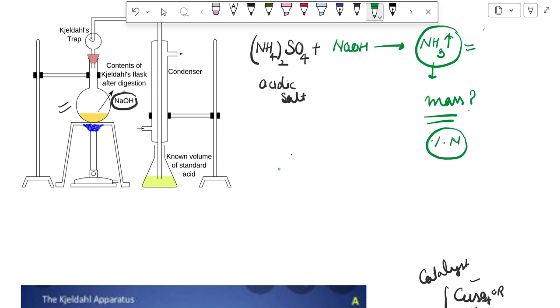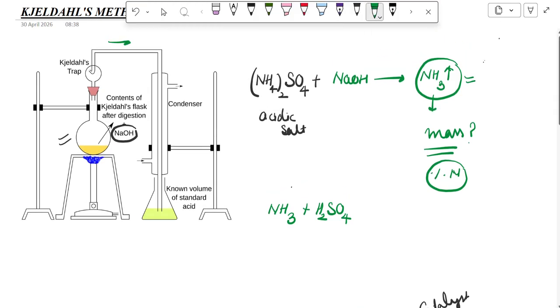That's why we have to mix this ammonia with excess of a standard acid like H2SO4. This ammonia will be transferred into a conical flask using a condenser. Now, in this conical flask, a known volume of standard acid is present. Means we know the number of equivalents of H2SO4.